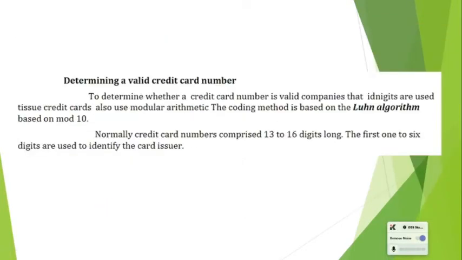So, determining a valid credit card number. To determine whether a credit card number is valid, companies that issue ID digits are used. Credit cards also use modular arithmetic. The coding method is based on the Luhn algorithm, based on mod 10. Normally, credit card numbers comprise 13 to 16 digits. The first 1 to 6 digits are used to identify the card's issuer.